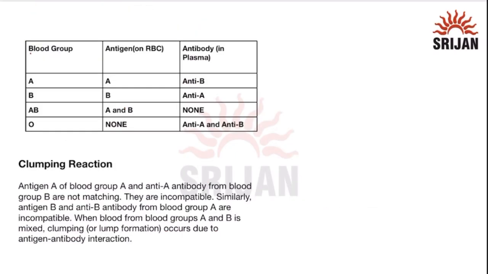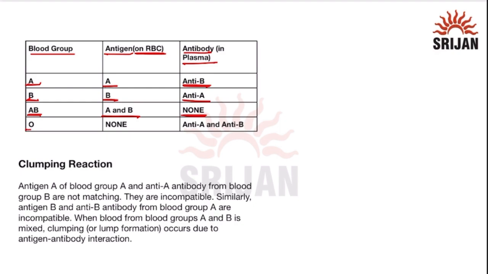We can see in this figure which shows the blood group, antigen and antibody. Antigen is present on the RBC and antibody is present in the plasma. A person with blood group A has antigen A on the RBC, and anti-B antibody will be present. So the opposite antibody will be present. The person with blood group B has antigen B and antibody anti-A. AB blood group will have both antigens A and B, and antibody will not be present in the plasma because both the antigens are present on the RBC.